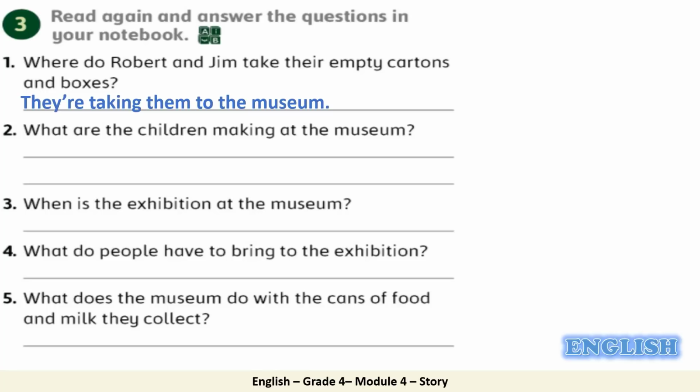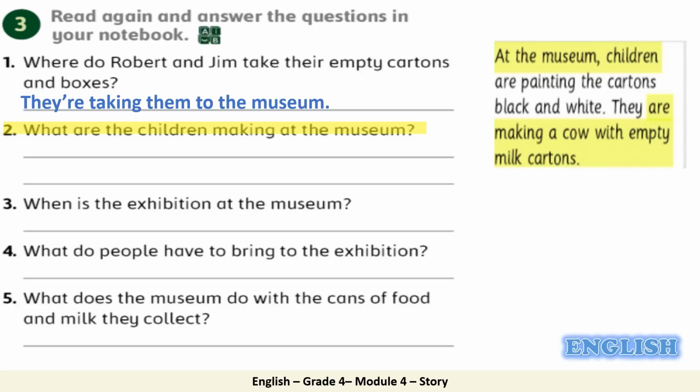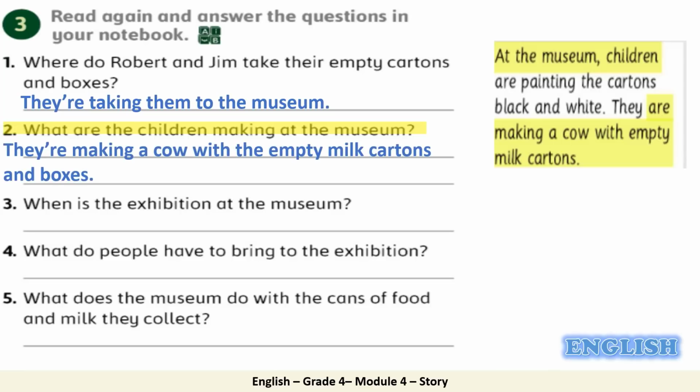Let's start with number 2. What are the children making at the museum? Let's go back to the story and find out the answer. At the museum, children are making a cow with empty milk cartons. So the answer will be, they are making a cow with the empty milk cartons and boxes.